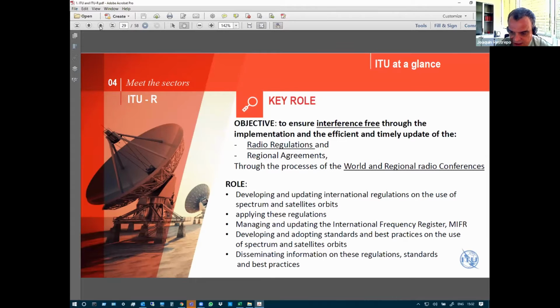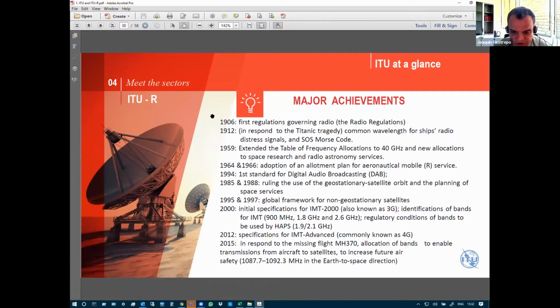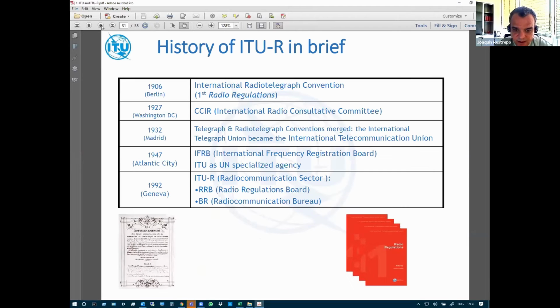My colleagues in the next days are going to explain in full detail how it works. Developing and adopting standards and best practices on the use of spectrum and satellite orbits, and disseminating information on this regulation, the standards and best practices. That's precisely one of the key goals of this seminar. Some of the major achievements, I'm going to skip. This is the history of the radio regulations. We are going to explain that better tomorrow.